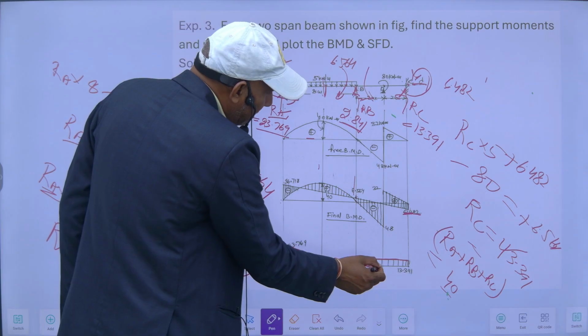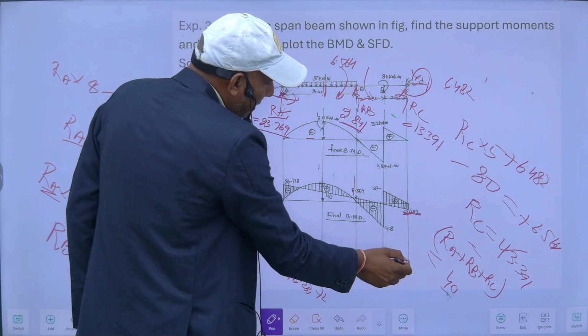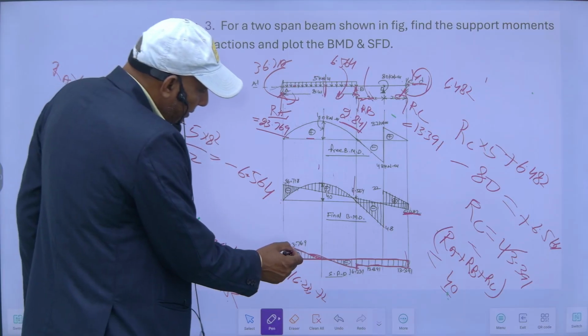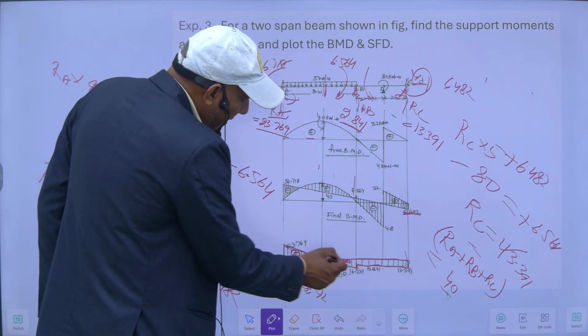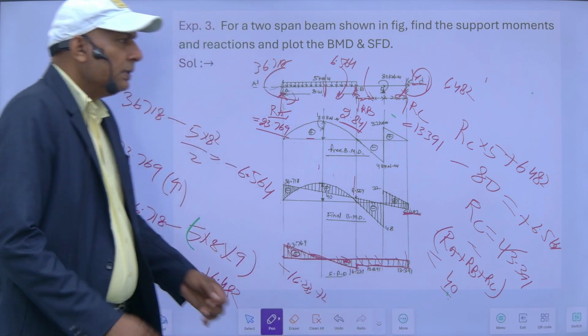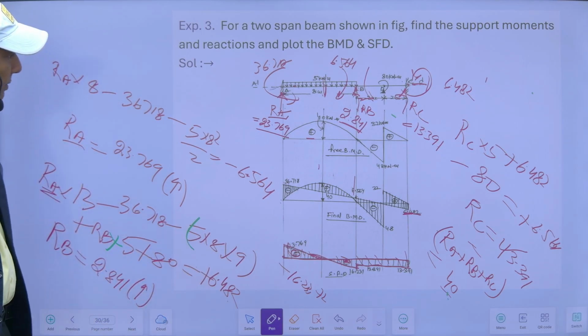So this is 13.391, and from here to here it will be constant. Then this reaction is 13.391. So this will be my shear force diagram. Of course, this will be plus and this is minus. So this is my shear force diagram. So this is now the end of the question.